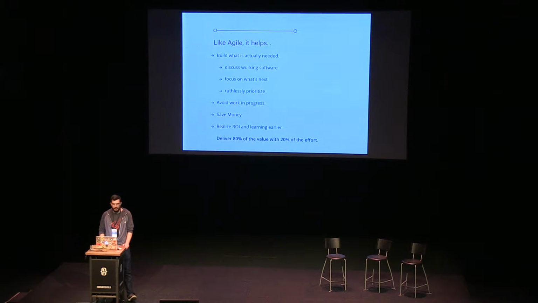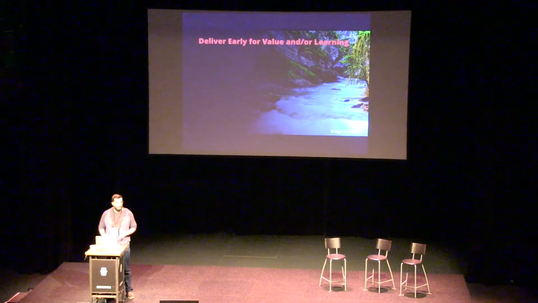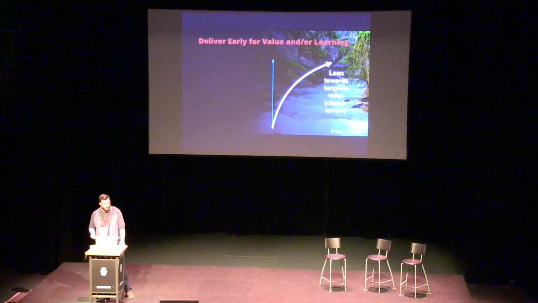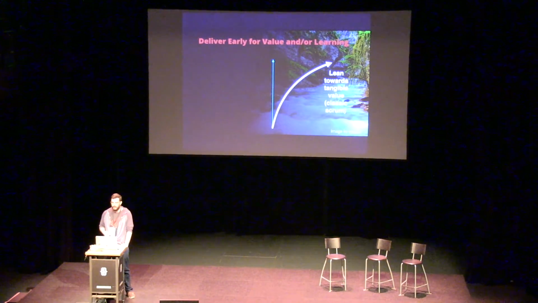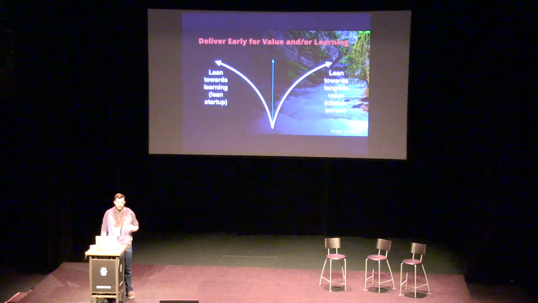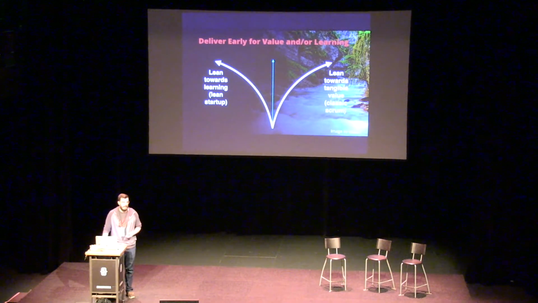If you take, say, one of these Scrum maxims, it's being able to deliver 80% of the value for 20% of the effort. So what we want to do is deliver for value and/or learning. On one hand, we have the lean towards tangible value, or traditional Scrum, or if you're going for the lean startup, it's leaning towards learning.